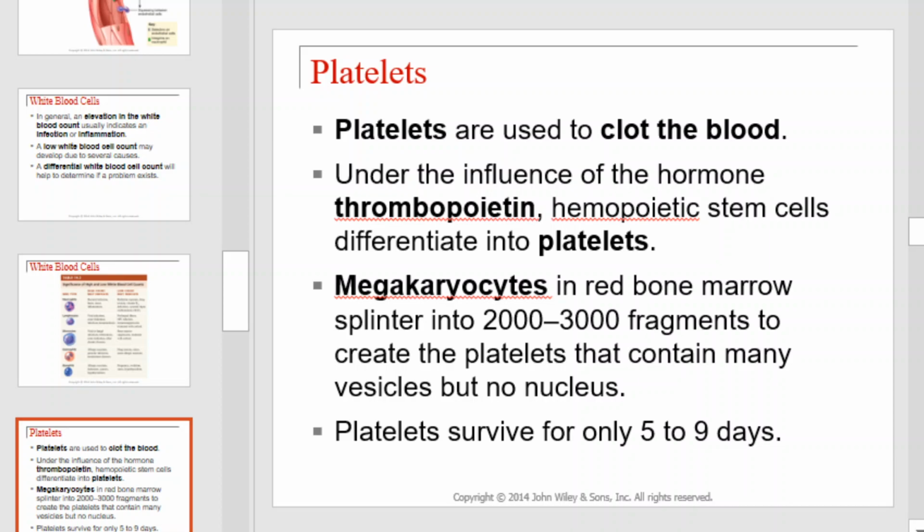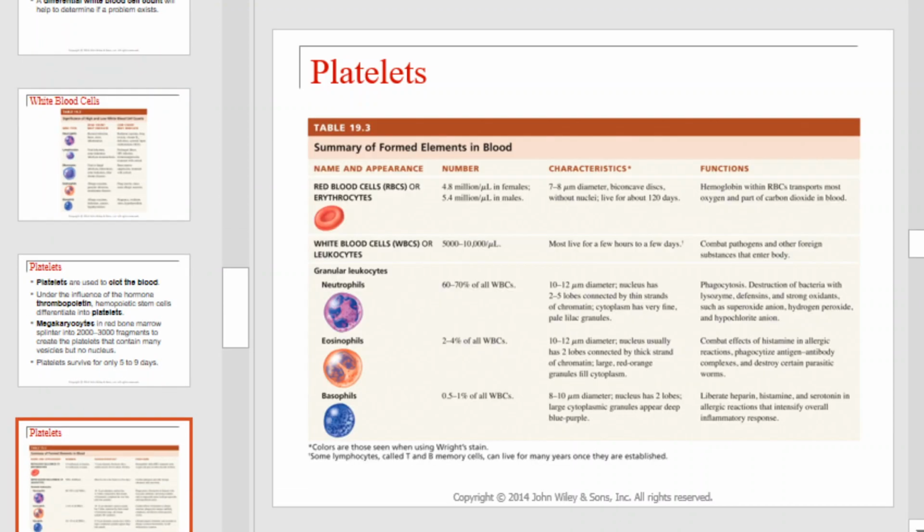Platelets. Platelets are used to clot the blood. Under the influence of the hormone thrombopoietin, hematopoietic stem cells differentiate into platelets. Megakaryocytes in red bone marrow splinter into 2,000 to 3,000 fragments to create the platelets that contain many vesicles but no nucleus. Platelets survive for only 5 to 9 days.